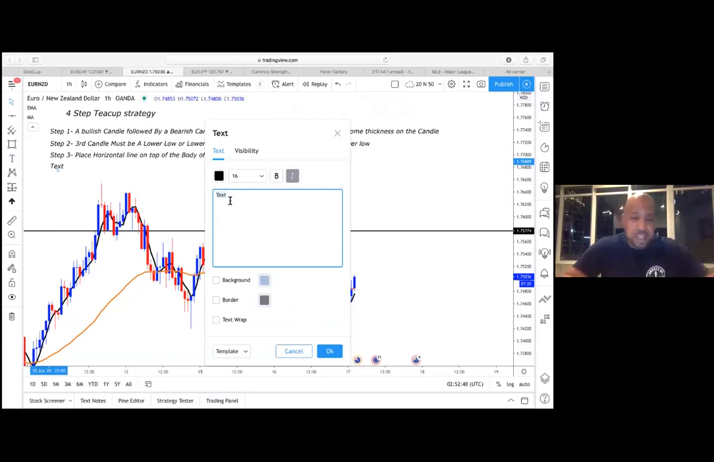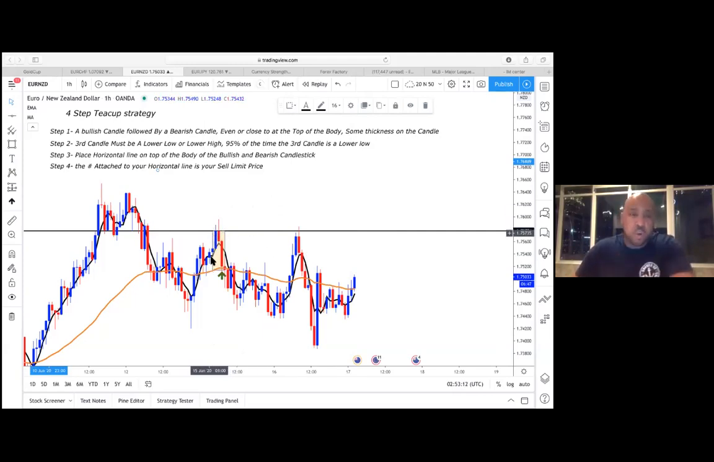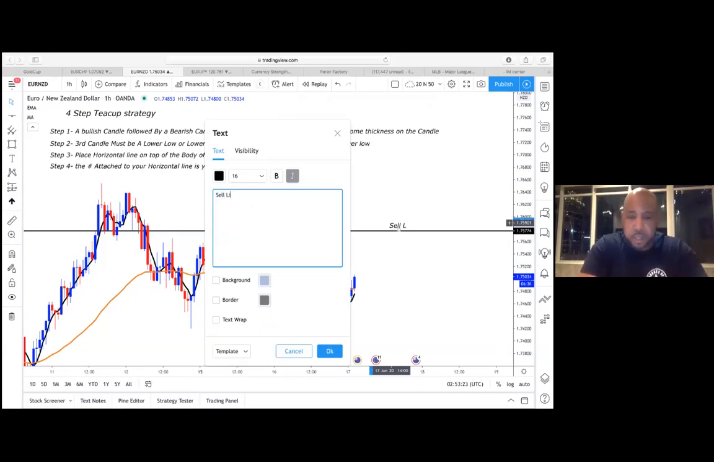So step 4 is the number attached to your horizontal line is your sell limit price. Because remember, teacups are sell limits. So this number will be what? So my sell limit price will be 1.75774. So that's my sell limit right there.